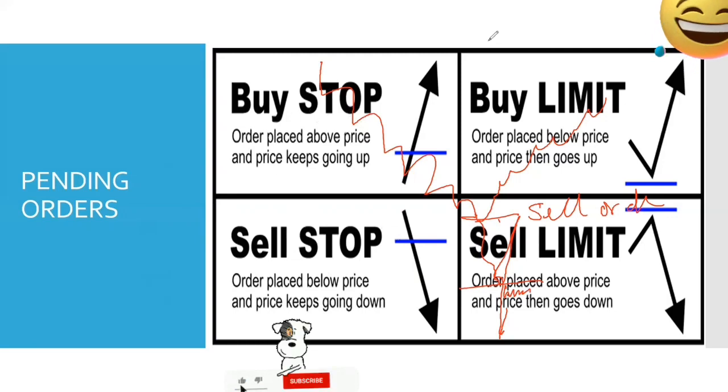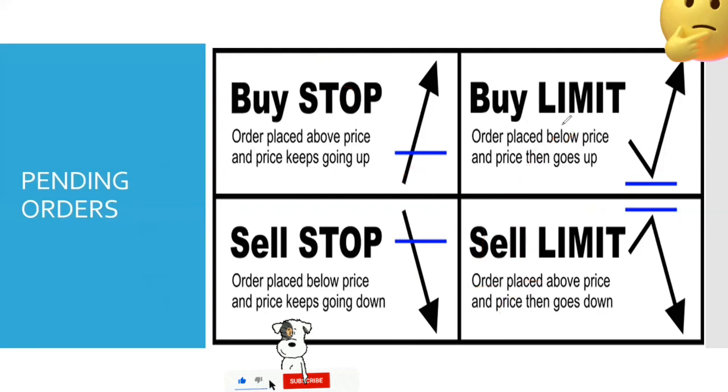Okay. So the next thing is the limit orders. Now, a limit order is a little bit tricky, so you want to pay close attention, unlike the buy stop and sell stop, which are very straightforward. Buy stop is set above the current price. Let's say price is coming up, you set it above that. When price comes to pick you at the entry price and keeps going up, that's when you make money.